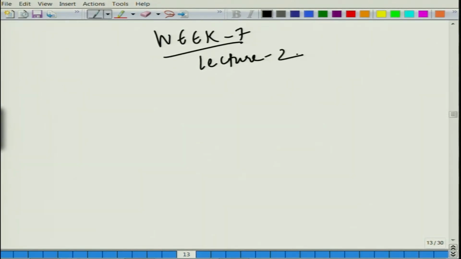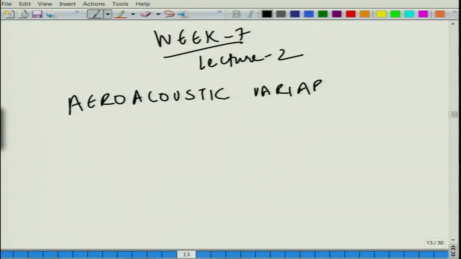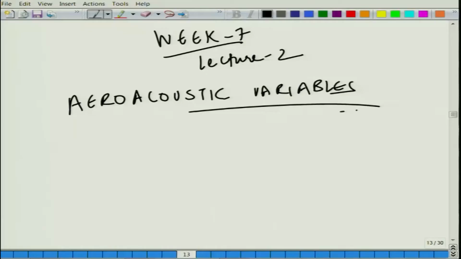So, we are going to talk about the aeroacoustic state variables that I just mentioned at the end of my last lecture. The need for defining new variables, aeroacoustic state variables, means that we want to add a few extra terms to the classical variables, in order to better incorporate the convective effects of mean flow, Mach number M naught.